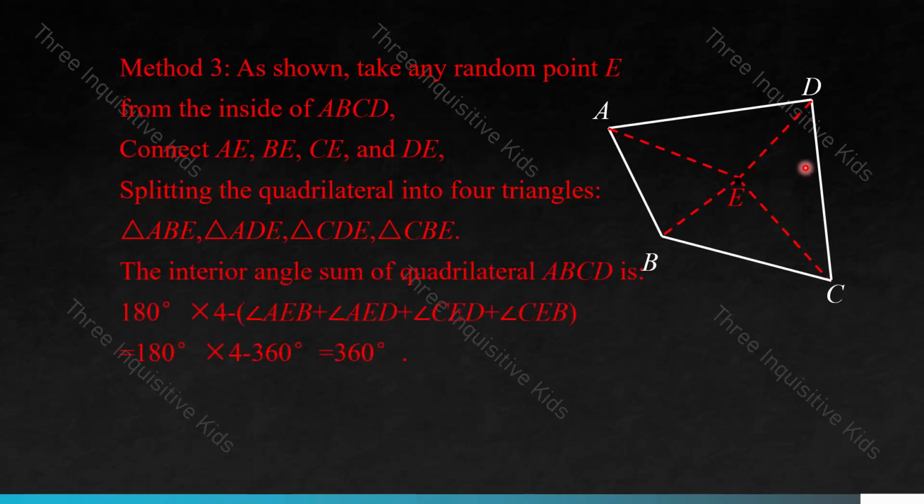Splitting it into 4 triangles, the interior angle sum of quadrilateral ABCD would be 720 degrees, because we are multiplying 180 degrees by the number of triangles, which is 4. But remember, we have to subtract the angles that were counted twice. After that, we have 360 degrees. Still, I prefer the first method because in that method, you did not have to do any of this extra subtracting stuff.